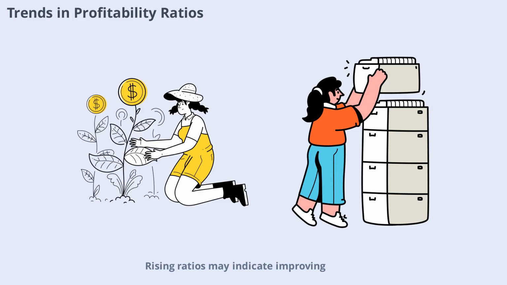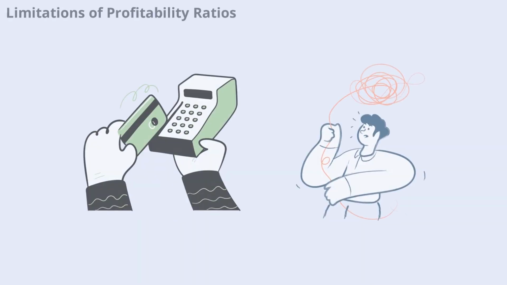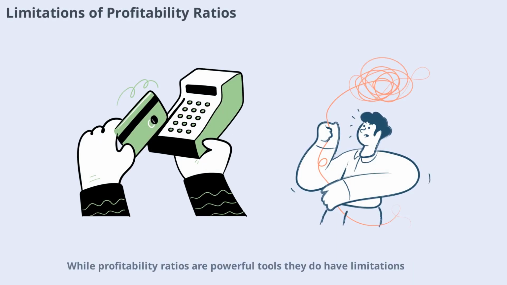Rising ratios may indicate improving efficiency or successful business strategies, while declining ratios could signal problems that need attention. Tracking these trends helps managers and investors make informed decisions and anticipate future challenges or opportunities. While profitability ratios are powerful tools, they do have limitations. They rely on accurate financial statements and can be affected by accounting policies or one-time events.